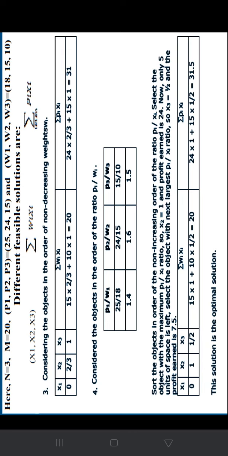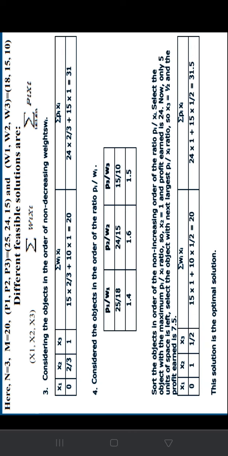In order to fill the maximum capacity of the bag, we are choosing only half of the weight of the third one, because already 15 is added to the weight, and only 5 is remaining for the capacity of the bag. So we are adding only 5, that means half of the weight of the third one. Okay. So 10 into 1 by 2 is 5, and 15 plus 5 is 20. So capacity is reached, and the same is applied to the profit also.